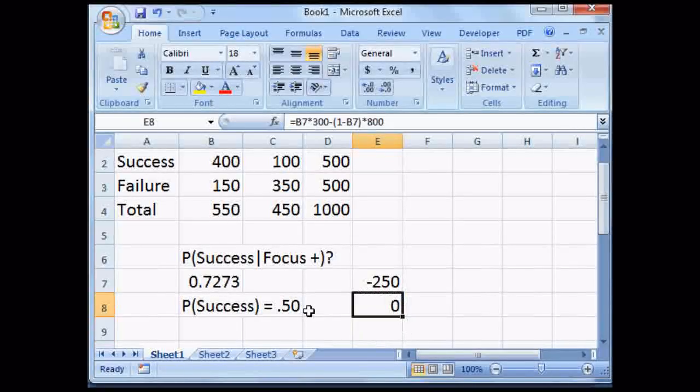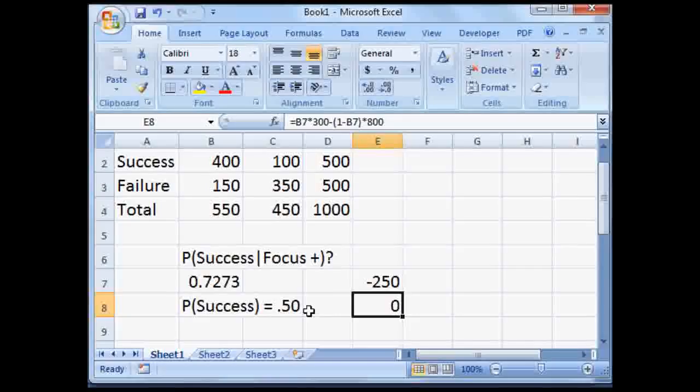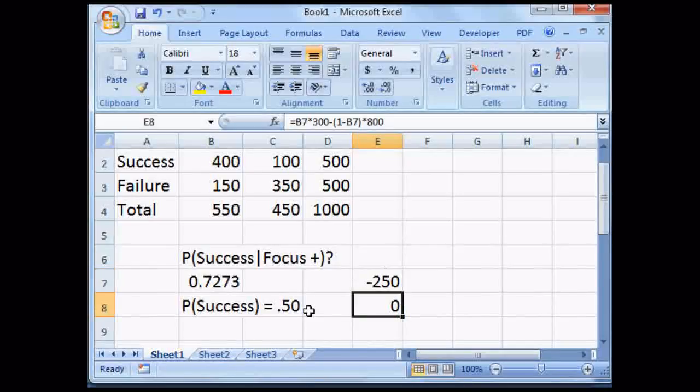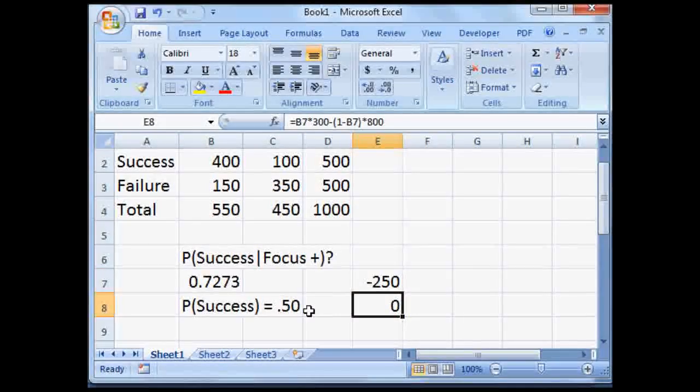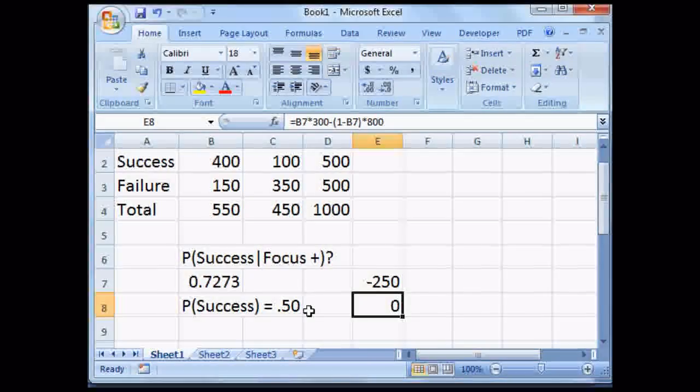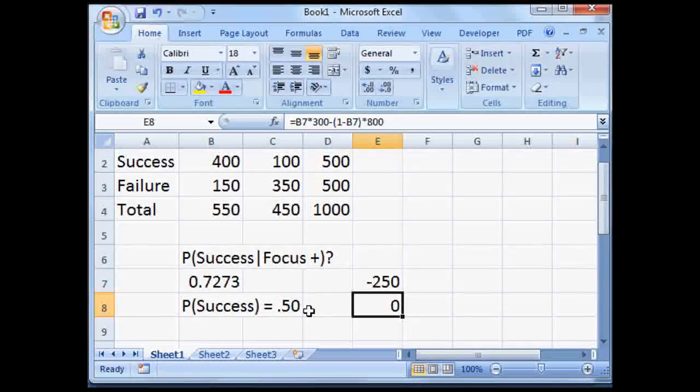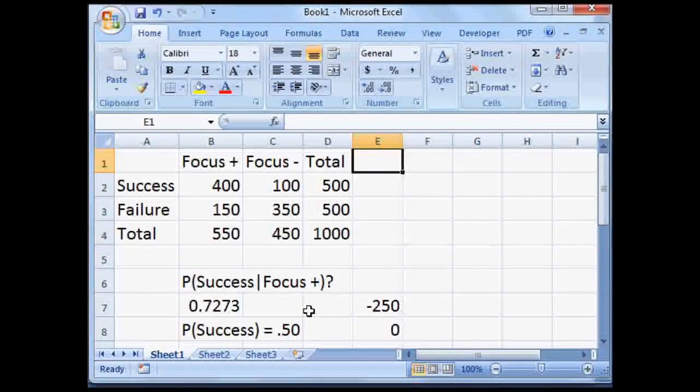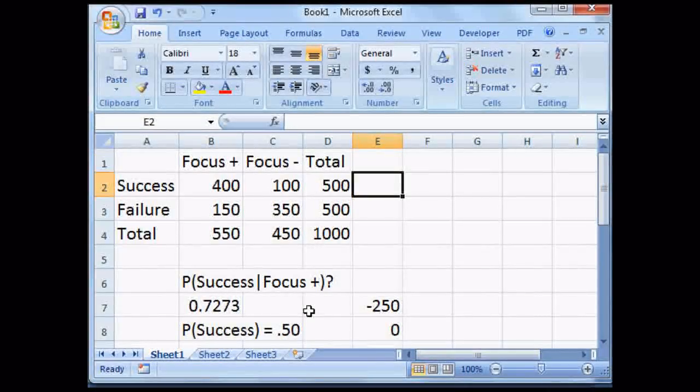So, meaning that if the focus group comes back with a good result, that's positive, then we would end up breaking even on average instead of losing 250 million. So even if the focus group likes the product, we still don't know enough to make it worthwhile. We're not sure enough to make the investment worth it. So in that case, we might consider doing another focus group. So that's where this gets fun.